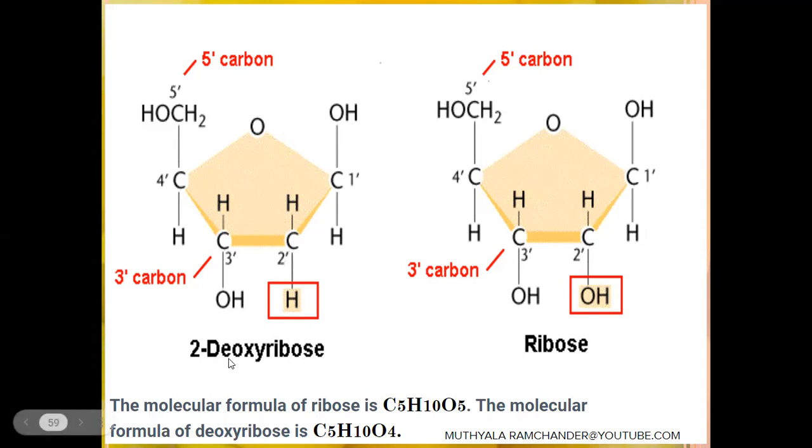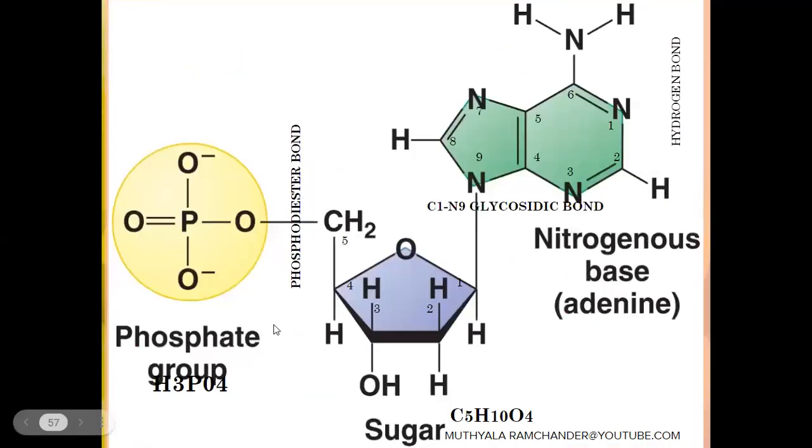Particularly, as the second carbon loses its oxygen, we call it 2-deoxyribose nucleic acid. 2-deoxyribosugar is present in DNA. Ribosugar is present in RNA. Both are sugars in the nucleotides. In this diagram, DNA nucleotides are shown. This pentagon ring-like sugar belongs to deoxyribose because on the second carbon of the sugar, the oxygen atom is eliminated. So it is called 2-deoxyribose sugar, present only in DNA.